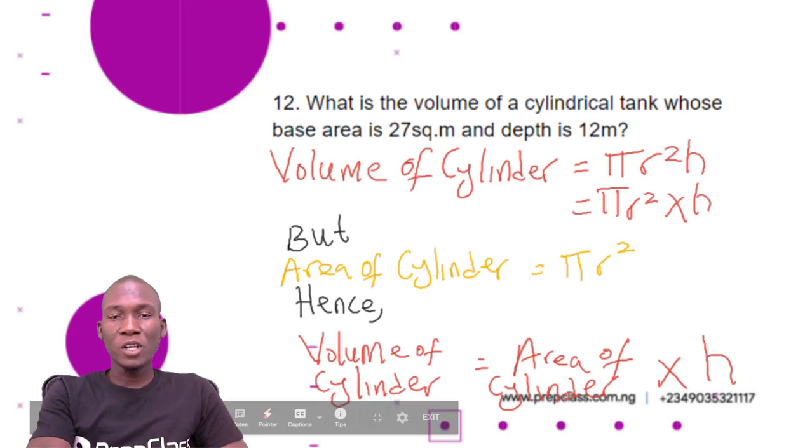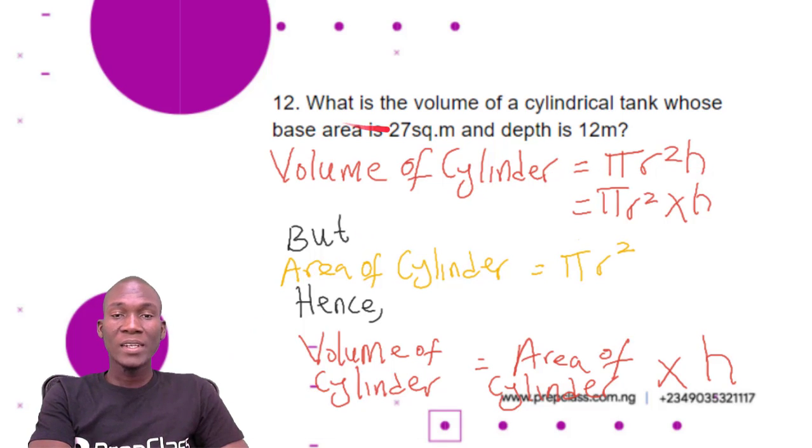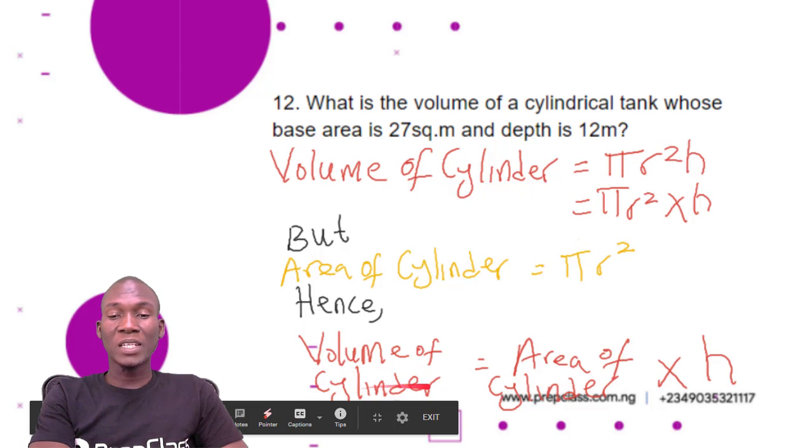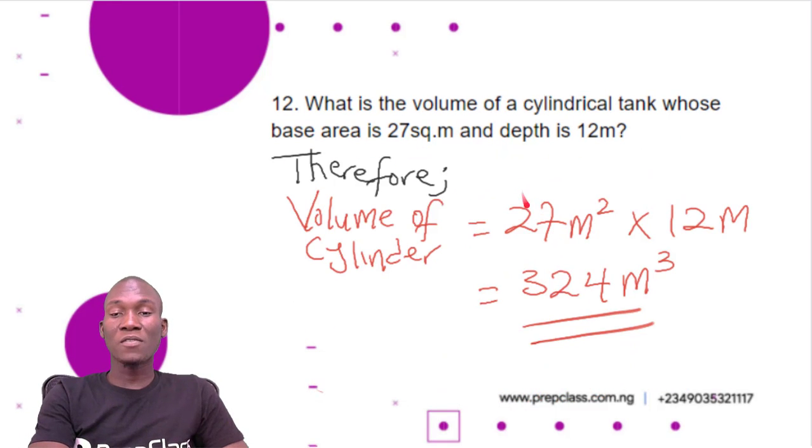To solve this, the volume of a cylinder is pi r square h. From the question, we are given the base area to be 27 square meter and the depth as 12 meter. The base area of a cylinder is given as pi r square. Hence, volume of cylinder equals the base area times the height, which is the depth. So the volume of cylinder equals 27 meters square times 12 meter.